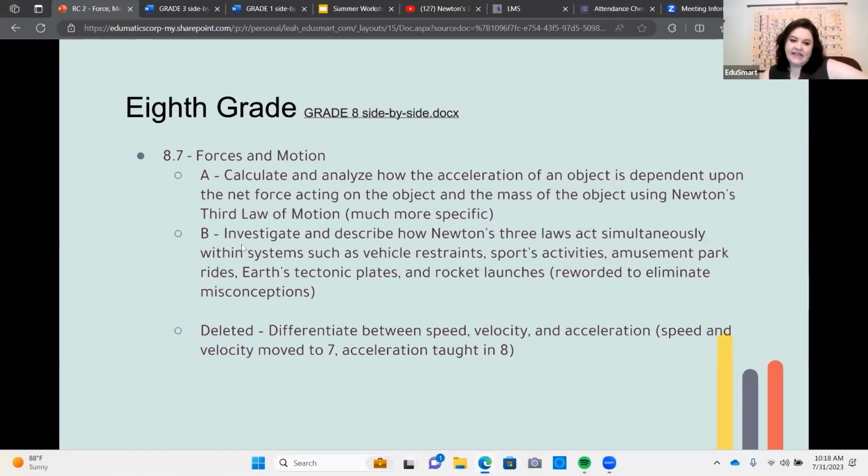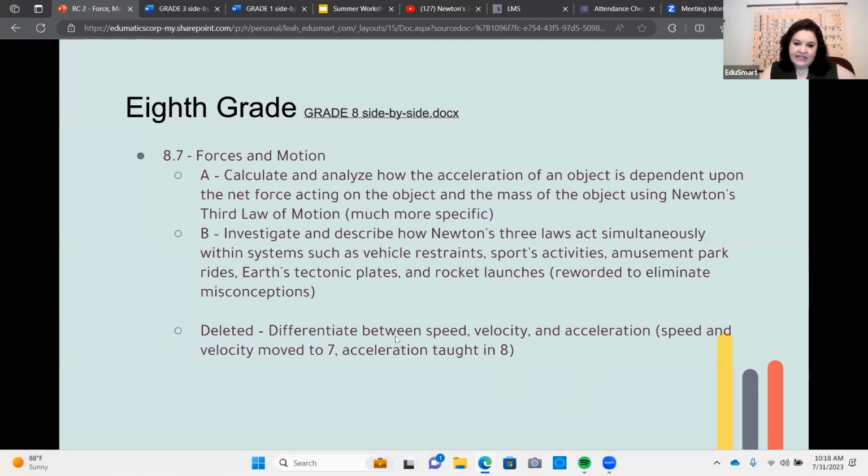And then the second one is to investigate and describe how Newton's 3 laws act simultaneously within systems, and then it tells you the specific systems to look at, and those systems haven't changed. So vehicle restraints, sports activities, all that's the same as what you were doing before. The only thing is that we're showing how they act simultaneously. So it's changed a little bit. This is a really good change.